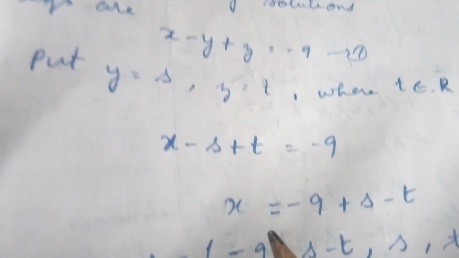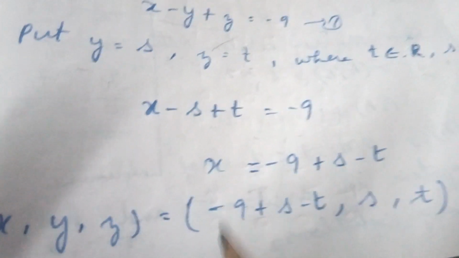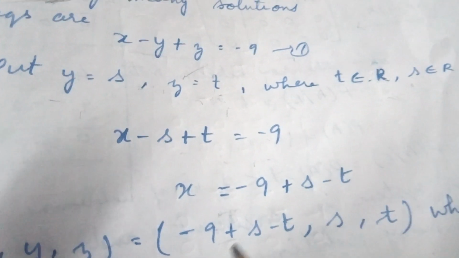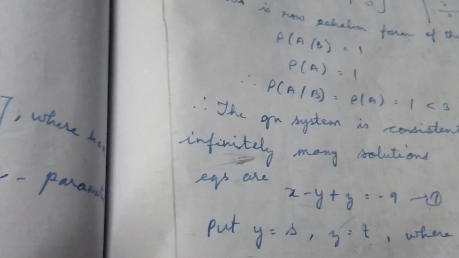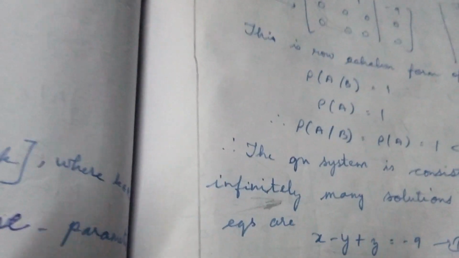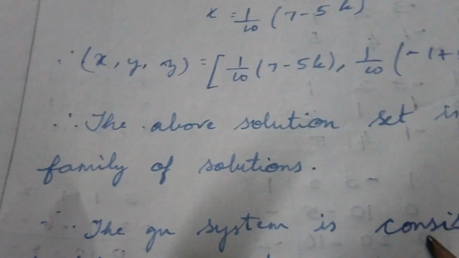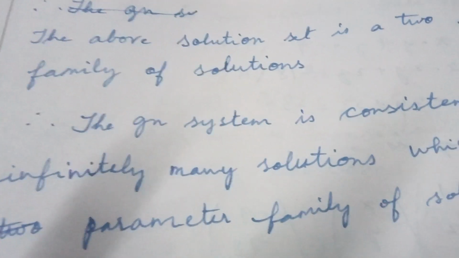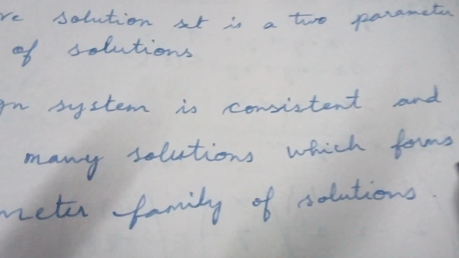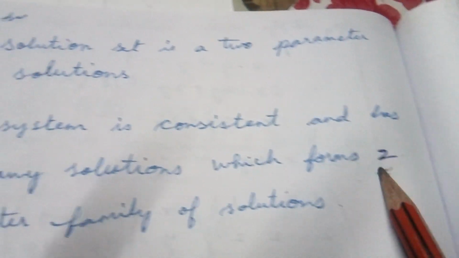After substituting, it will come x value. What is the x, y, z value? -9 minus t plus s minus t comma s comma t, where s and t belong to real numbers. So here how many arbitrary constants? 2 arbitrary, that is 2 parameters. Here it is 1 parameter. Therefore the given system is consistent with infinitely many solutions. Which one has one parameter? Here how many parameters? Here it is 2 parameters. The given system is consistent with infinitely many solutions. How many parameters? See here, 2 parameters.